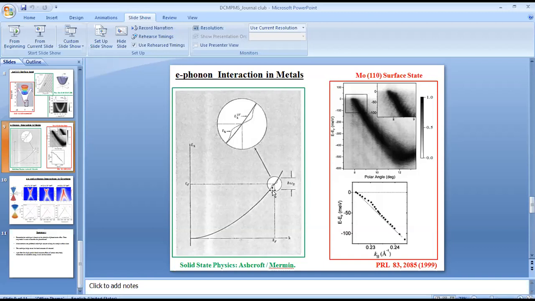Only the electron which is near the Fermi level, let's say this electron, can absorb a phonon and go to this state, and also can come back. So basically, the electrons near the Fermi level can absorb a phonon and go to a state which is not filled, and that's why they participate in this electron-phonon interaction. But here it's not possible.